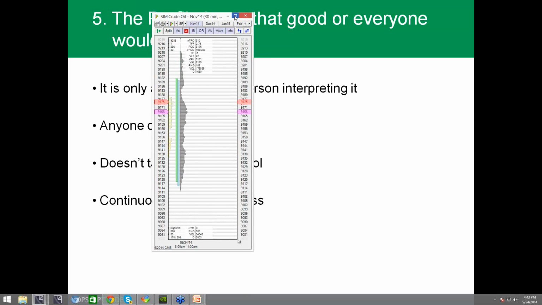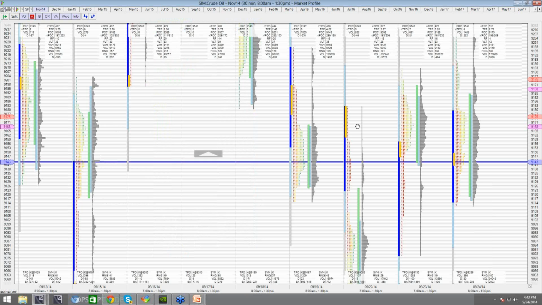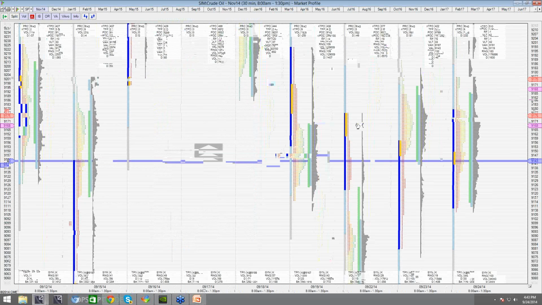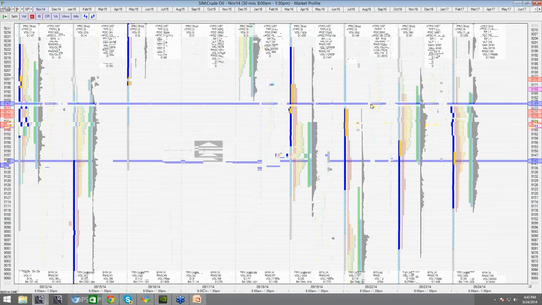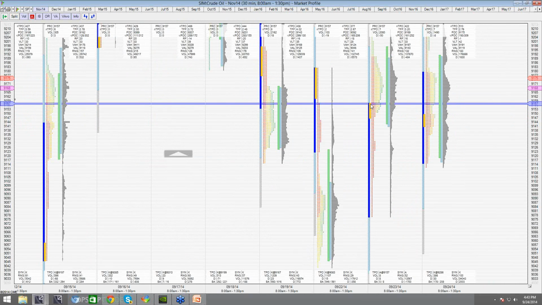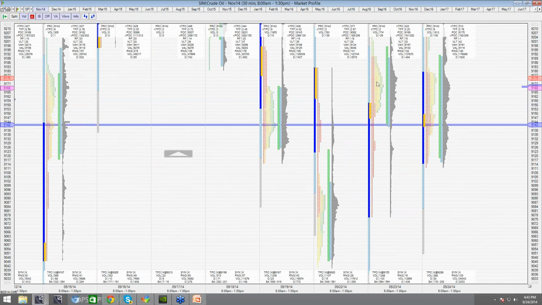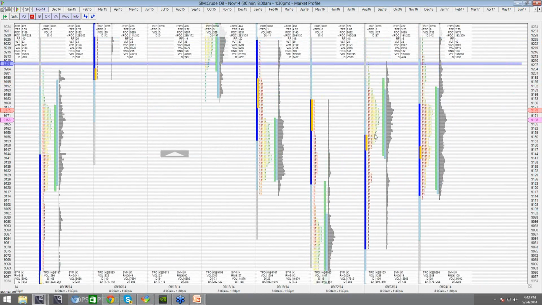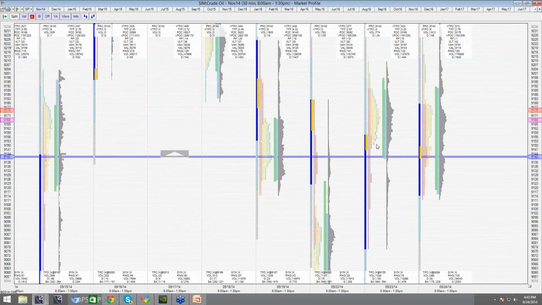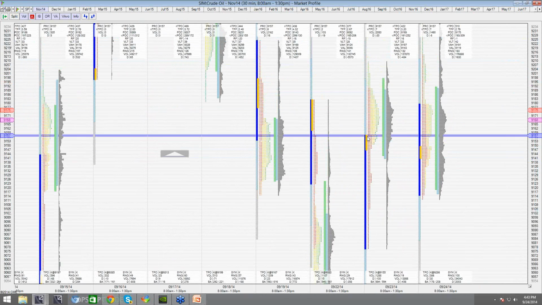This is crude oil. Here's a day where the opening range was at one extreme of the initial balance. Okay, so all this trade occurred before the market returned above the opening range and continued higher. This is a pretty strong signal right there in itself. Early in the day, though, the opening range was the high of the day.